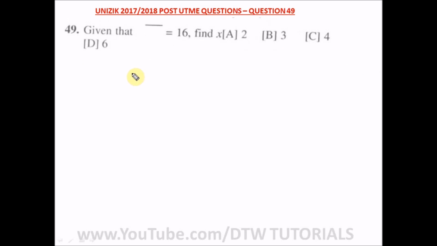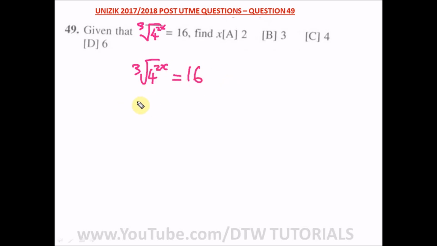Question 49 of the UNIZIK 2017/2018 post-UME past questions. That's your Nnamdi Azikiwe University, Awka. It says, given that, there's also a typographical error here. So this should be the cube root, I mean, of 4 raised to power 2x equal to 16. Find x. So we have the cube root of 4 raised to power 2x equal to what? 16. So we have to find x.